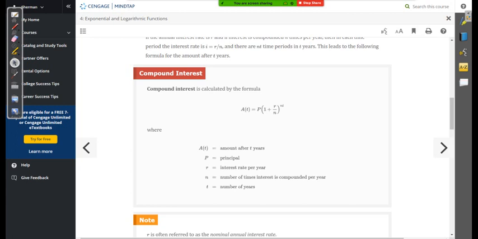A of t is the amount after t years. It's essentially our y, our output, the amount of money we'll have after t years, given our principal, rate, and so on. P, the principal, is the initial amount. R is the interest rate per year, and when we say any interest rate, like 2%, we're not putting 2, we're putting 0.02. N is the number of times interest is compounded per year, and t is the number of years. That's pretty easy.